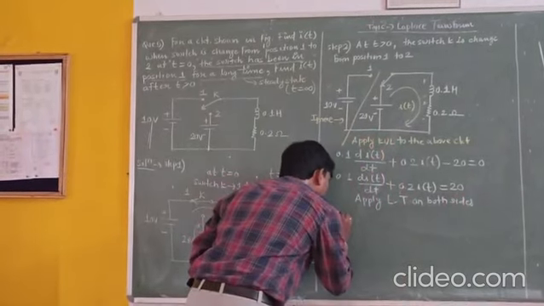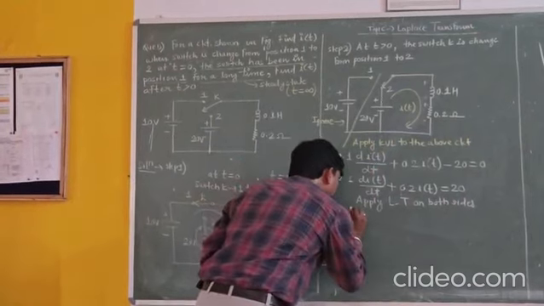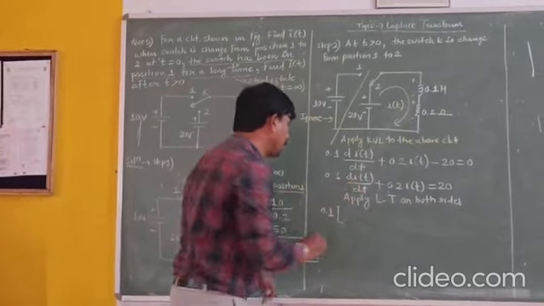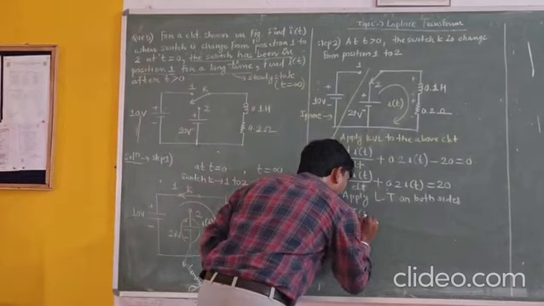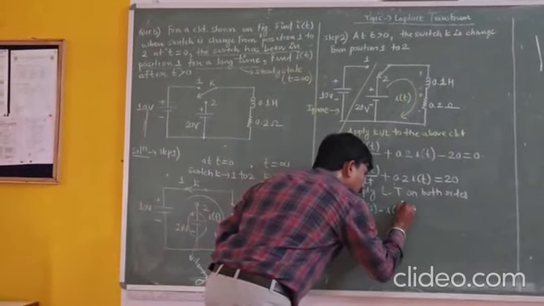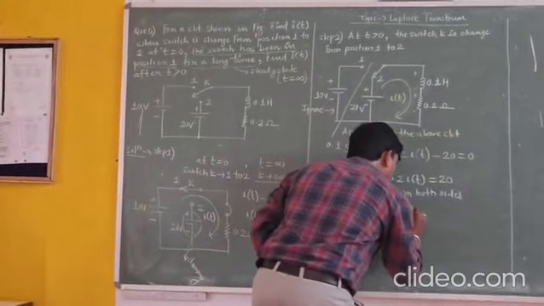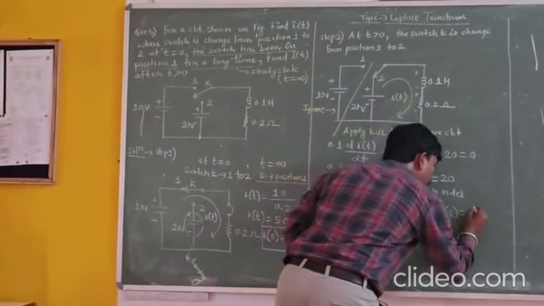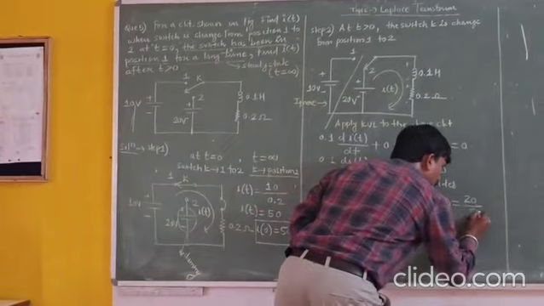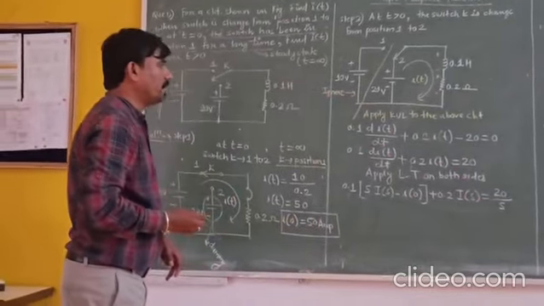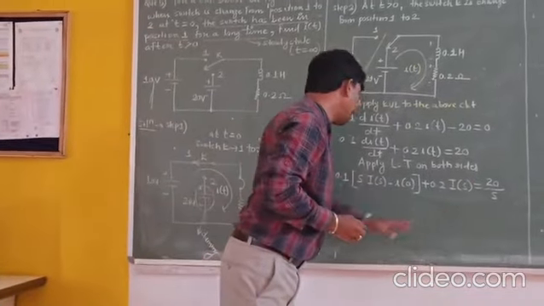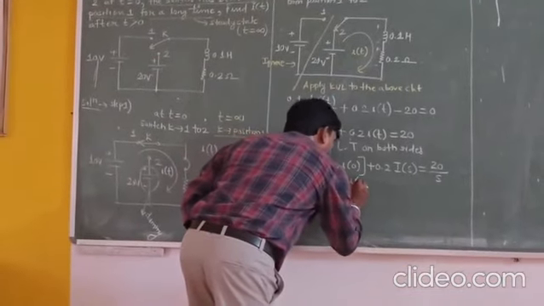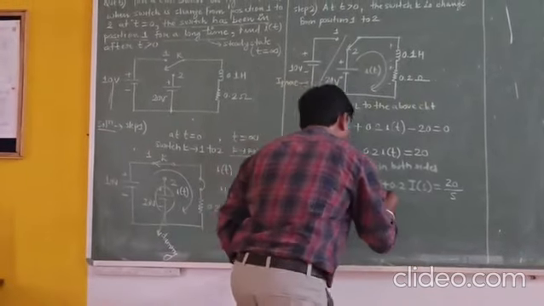Now 0.1 is taken as a common constant value. Now what is the Laplace transform of di by dt? It is s into I of s minus I of 0, plus 0.2 I of s equals to 20 by s. Laplace transform of 20 is 20 by s. Now put I of 0 equals to 50 ampere.